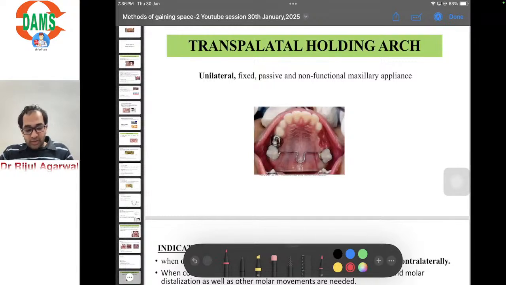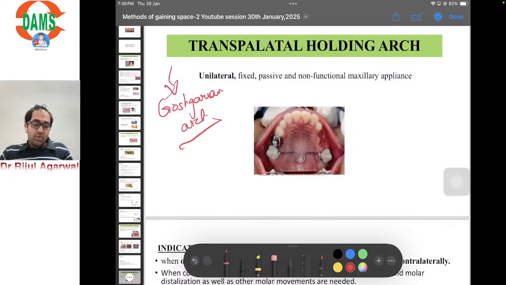So it's also known as the Gaucherian arch. Why? Because it was given by a scientist named Gaucherian. So it's a unilateral, fixed, passive and non-functional maxillary appliance.